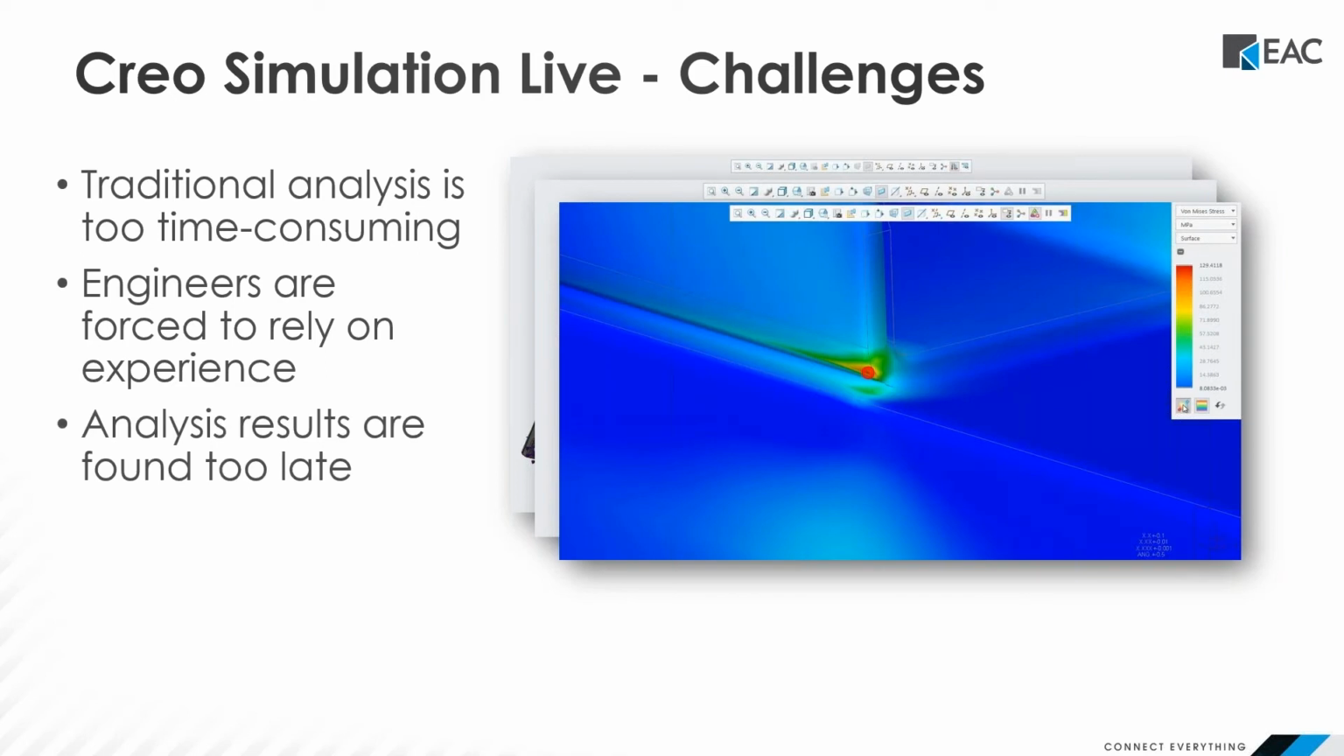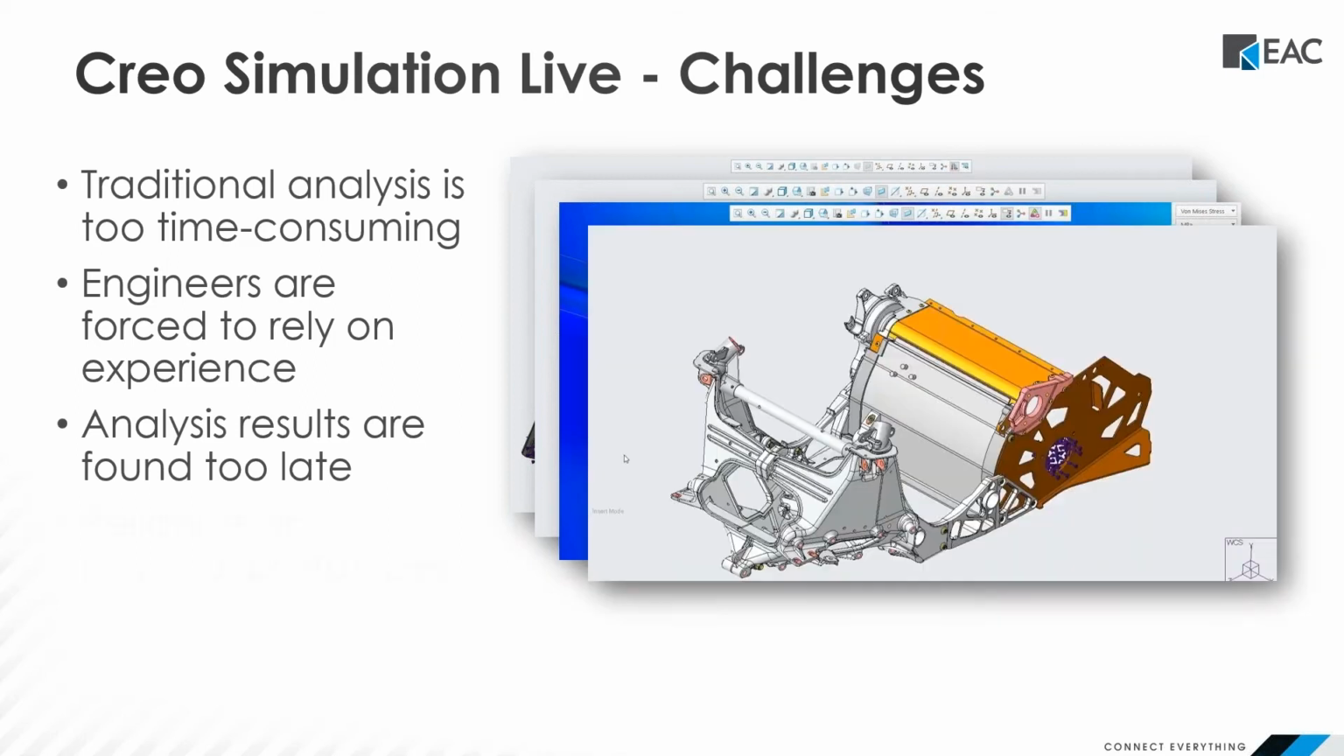Another thing is analysis results are often found too late. So if you're not leveraging simulation early on in the design process, you'll find that sometimes analysis results are found too late. We have quality issues when the product hits the market, and so on and so forth. Companies also heavily rely on physical prototypes. And if we're not using simulation before we order these prototypes, there's a lot of time and money that goes wasted when we realize that these prototypes are not performing how they should.